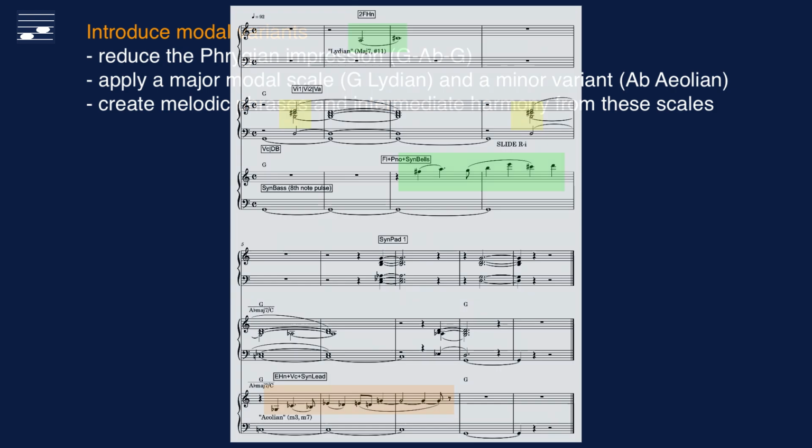In the score example you'll find melodic phrases and intermediate chords that will disguise the Phrygian association. Listen to this rendering for synthesizers and orchestral instruments.